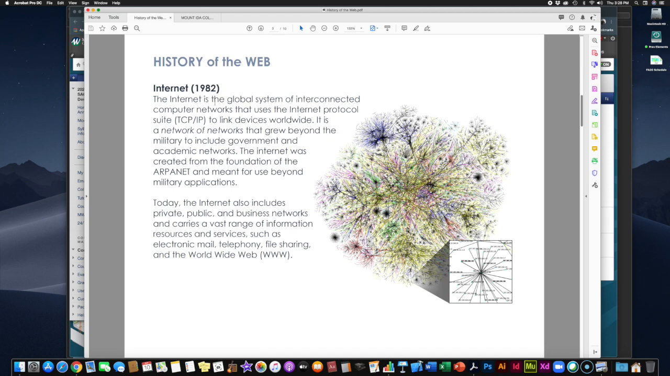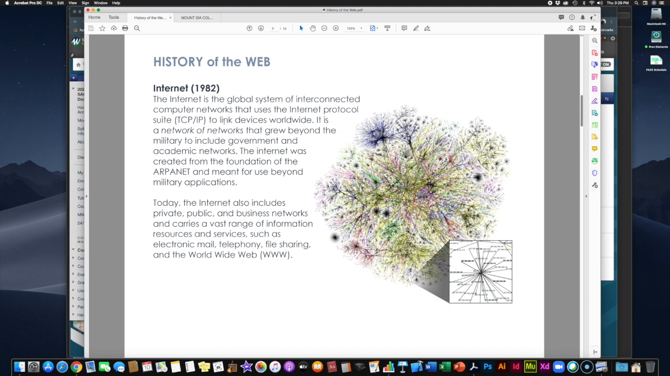So the Internet, of course, is a global system of interconnected computer networks that uses the Internet Protocol, which we just discussed, TCP/IP, that links devices worldwide. So starting in 1982, these educational and research facilities started expanding the network outside of the United States. Now, the military had already expanded it to Hawaii, which of course is still part of the United States, but it is not continental.